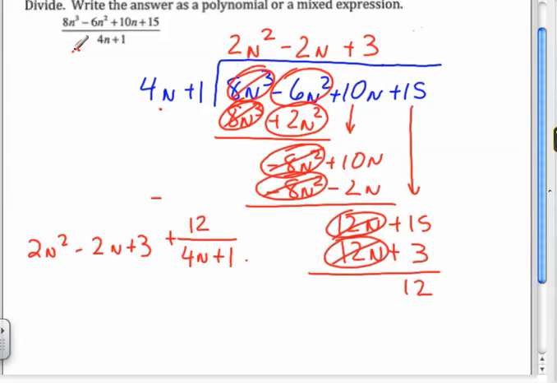This is like having an improper fraction, and then this is giving me the mixed number. Okay? Let's try the next example.